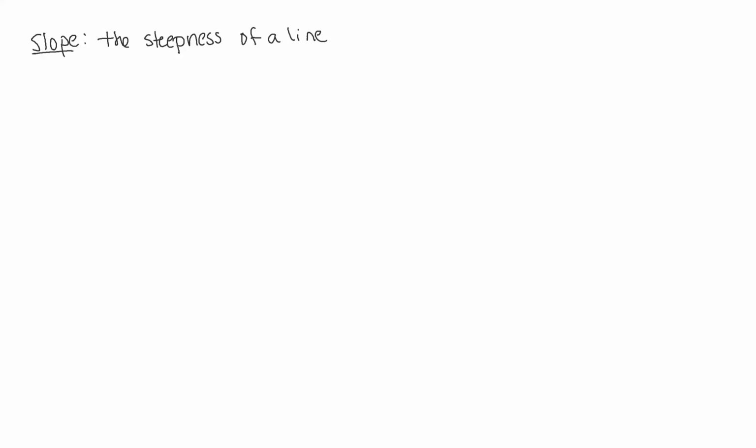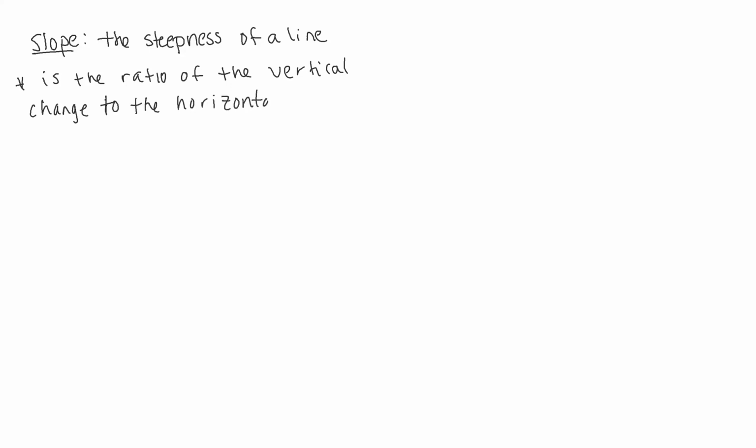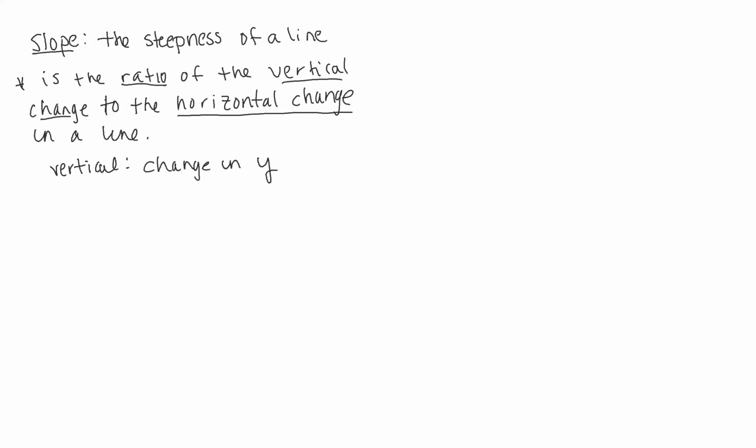So this again is just kind of like the most generic definition. If you want to get a little bit more technical, slope is the ratio of the vertical change to the horizontal change in a line. Okay, so again, it's just a ratio, and we're going to be looking at the vertical change compared to the horizontal change. So when we're talking vertical change, we're talking a change in y. And then if we're talking a horizontal change, we're talking a change in x.